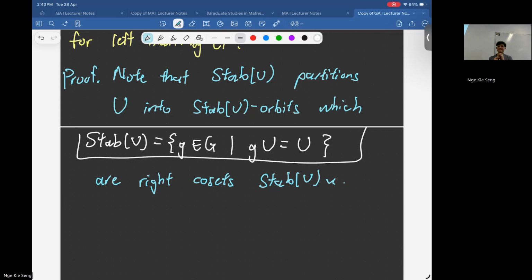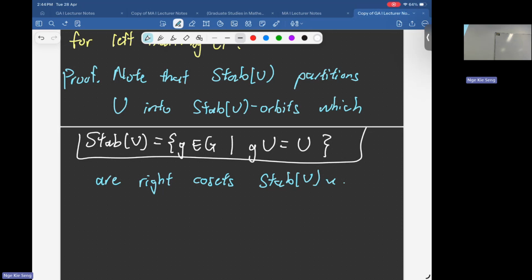Step U dot U, so it becomes a partition. It's right, right? Right cosine? Why? It's the things in Step U multiplied by U. So the orbit of U is everything in Step U times U. Yes, that's right. So the orbit of U is Step U. Okay. One way to think about it is this part here.